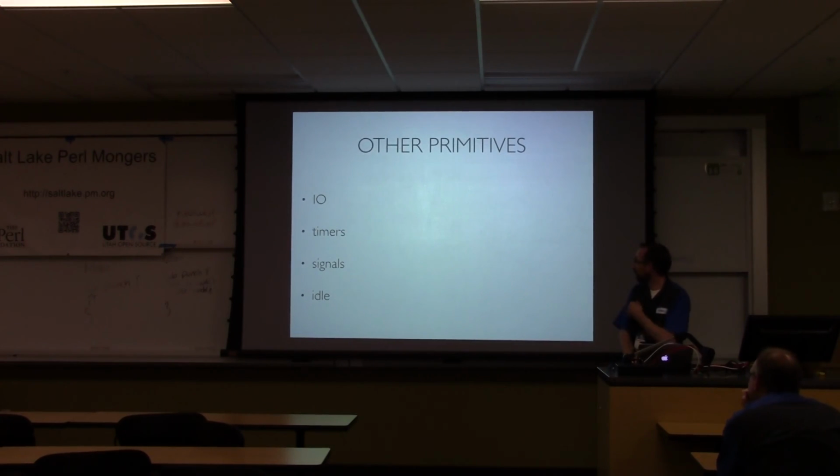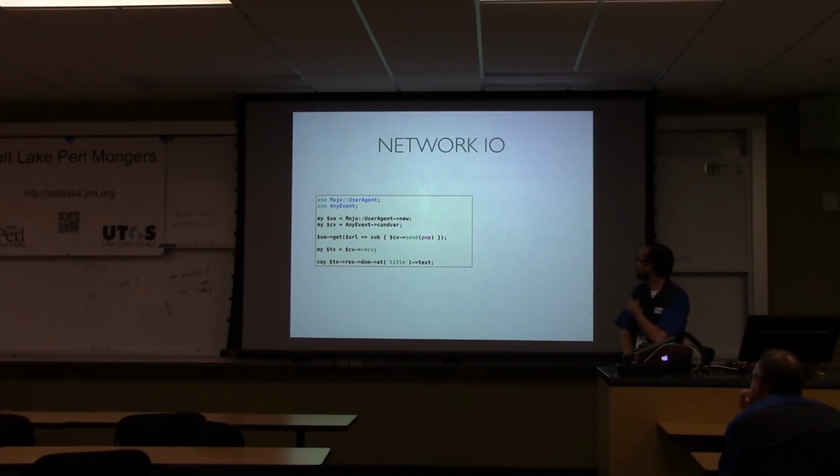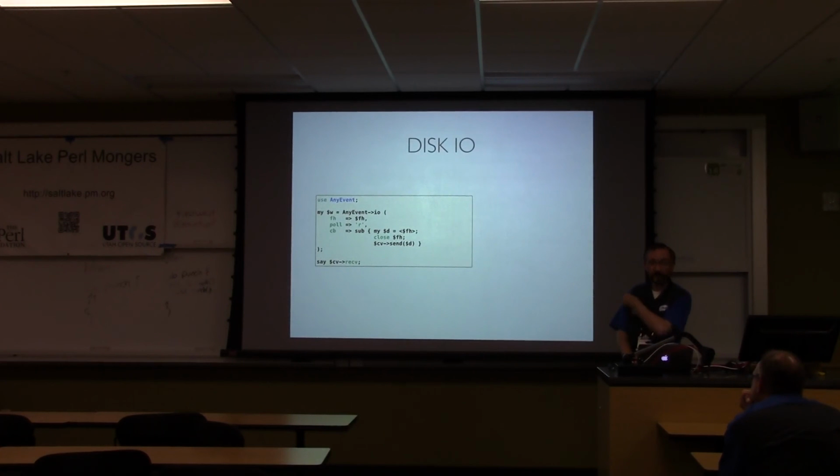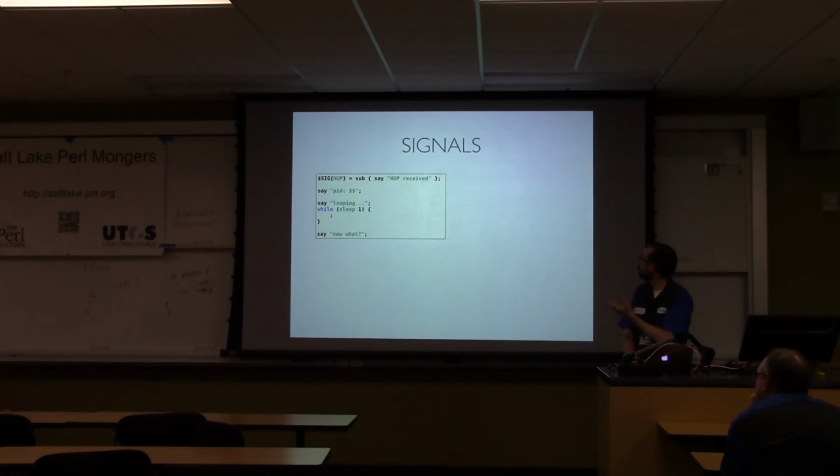So timers we've already looked at. Signals we've already looked at. Idle, this is an example of network I/O. This is what disk I/O might look like. There's an AnyEvent IO object. You give it a file handle. That would probably be a non-blocking file handle. It's a read. We're going to wait for something to read, and then we stuff it into a variable and send it, and then we wait to the end. So that's disk I/O.